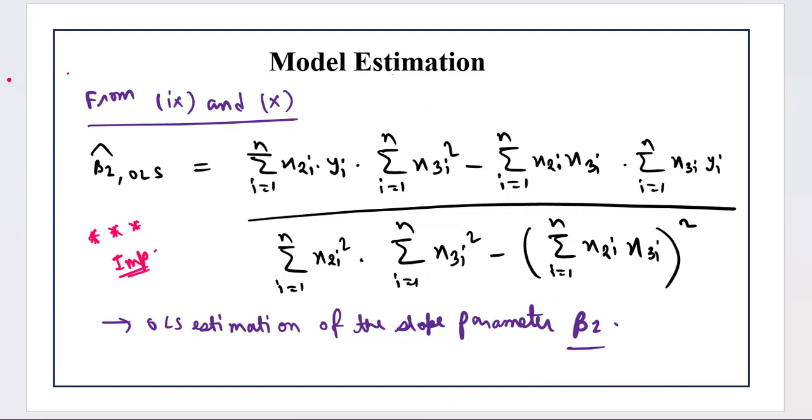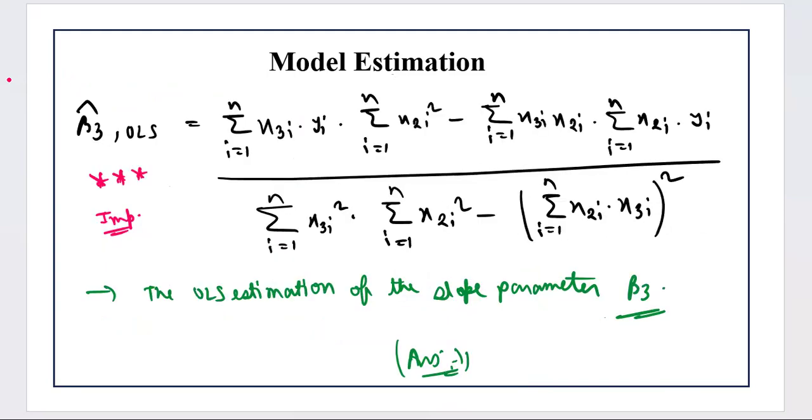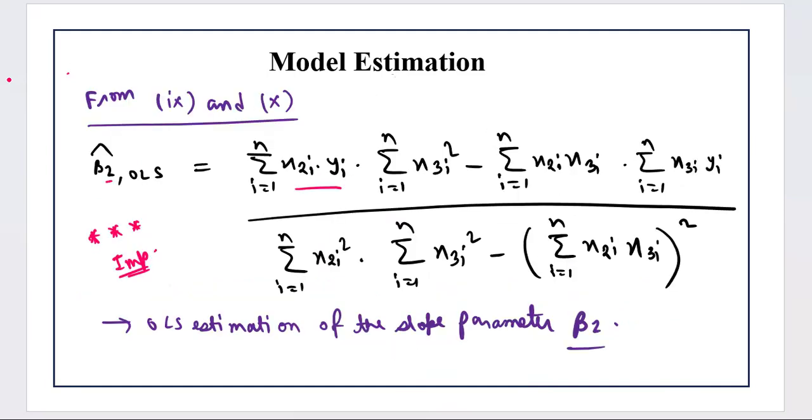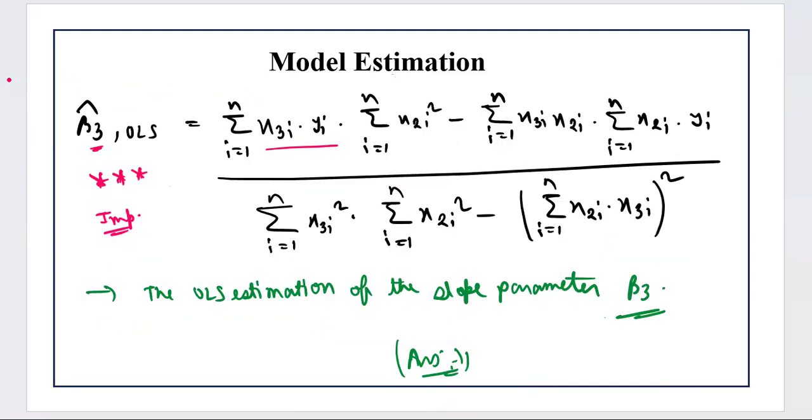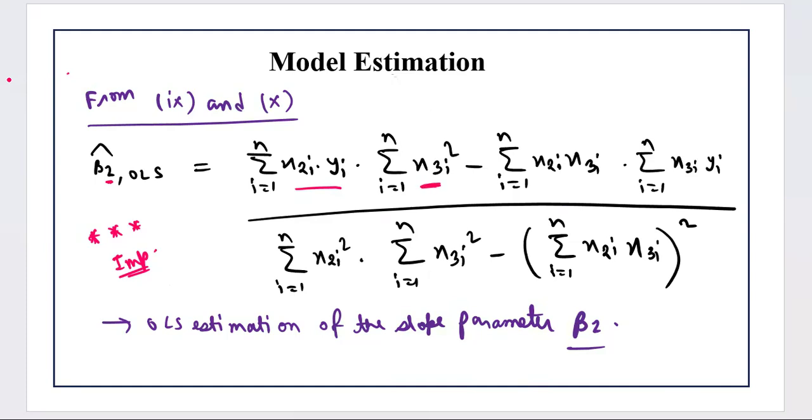intercept parameter. So see, here the first term is x2i yi and here the first term is x3i yi. So you can remember by this suffix also. For beta 2, the first thing is 2. And here for beta 3, the first term is x3. And now it will be the reverse. Here you have summation x2i square, here you are talking about x3, but here you have summation x2i square. But here you have x3i square.